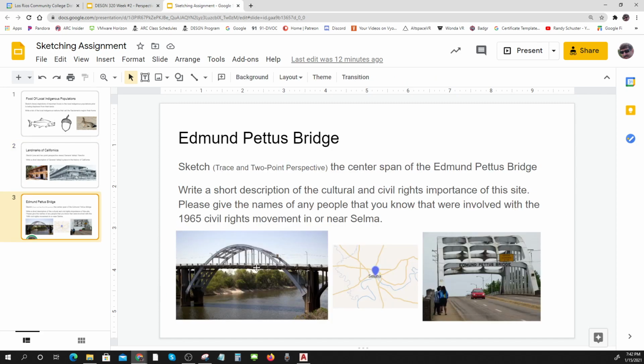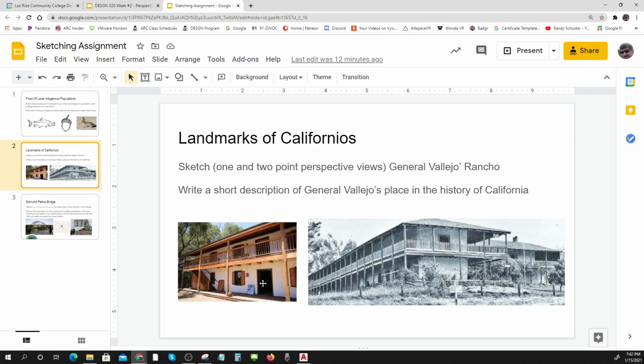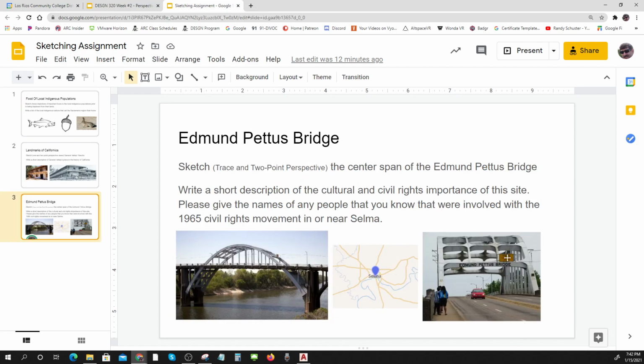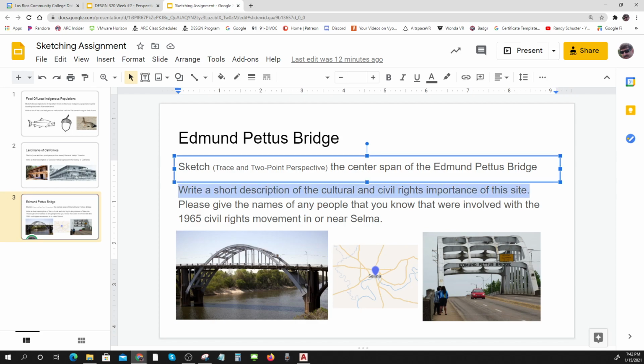And here's another one that kind of combines a bunch of these. This is best to do as a tracing, and this one is a 1-point perspective, but it's got arcs in it. Notice this one is mostly straight. Those are some of the things if you look at that. This also has arcs, but they're sort of flat, right? So here you see it looks like 3 dimensions, so it's a perspective view, but you're going to have some arcs. And this is the Edmund Pettus Bridge, very famous bridge, very important part of our history happened there. And so you can write a short description of the cultural and civil rights importance of that site.